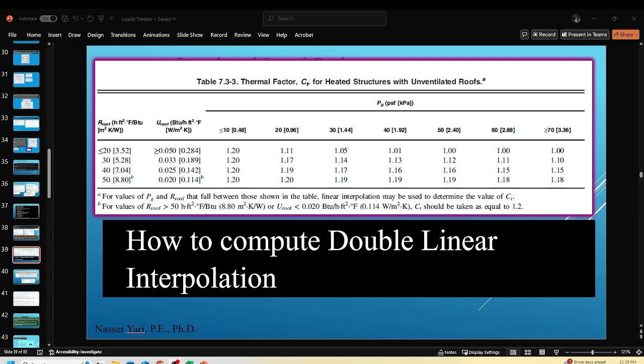We'd like to know how to compute double linear interpolation. What I mean by that, for example, I got this table. It could be thermodynamic, could be anything, any table you have.